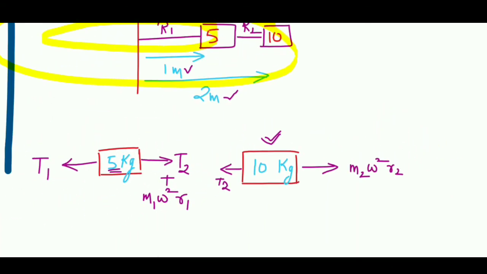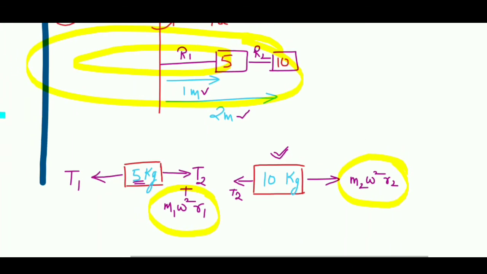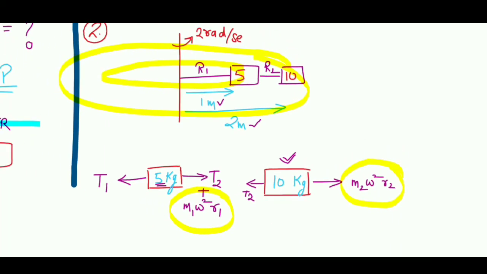I hope you understood the directions of these. Both of them are away from the center line, both of them are outwards. Try to imagine, both of them I have drawn outwards. Centripetal force is inwards towards the center of the circle, centrifugal is always outside the circle, away from the center of the circle.